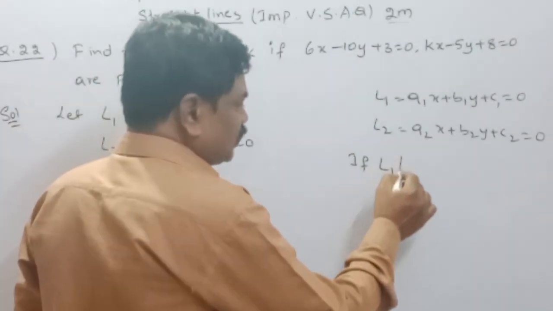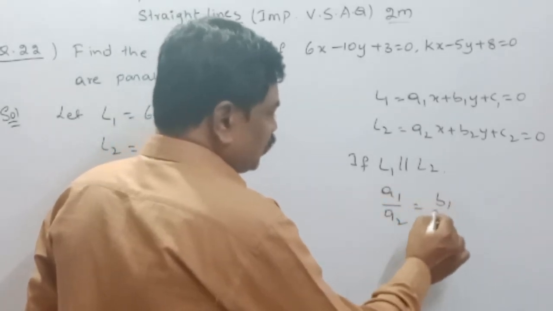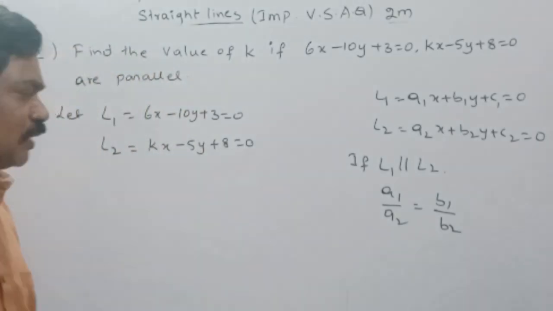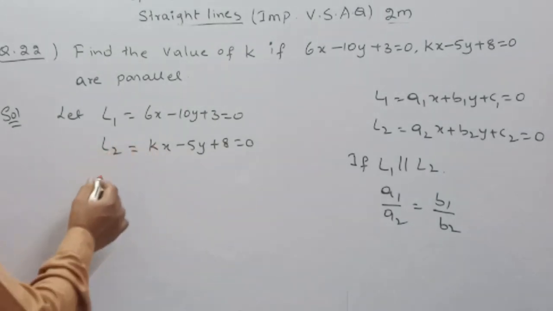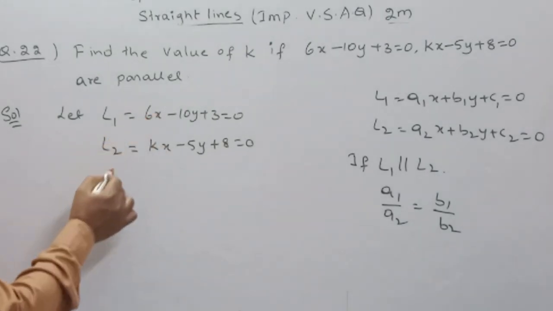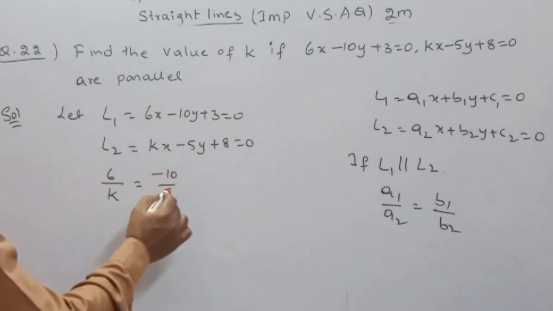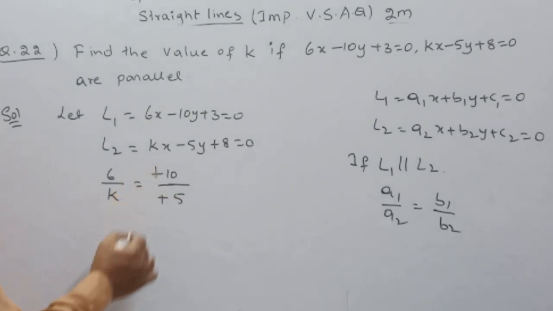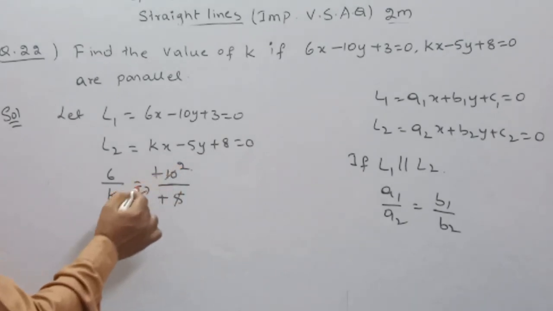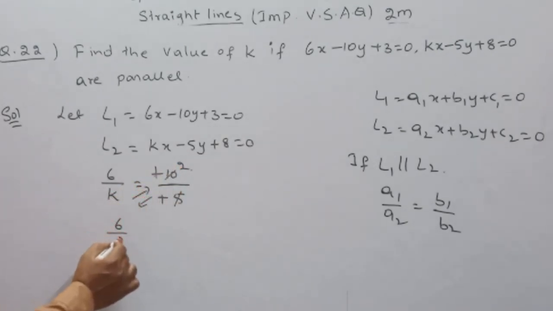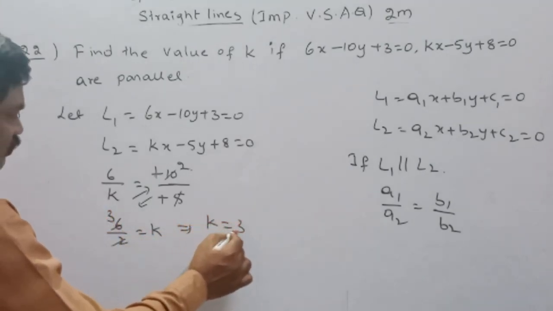If L1 is parallel to L2, a1 by a2 is equal to b1 by b2. Applying this formula, the x coefficient 6 by k is equal to minus 10 by minus 5. Minus minus gets plus, so this is 5 by 2. By cross multiplication, 6 by 2 is equal to k. So k is equal to 3.